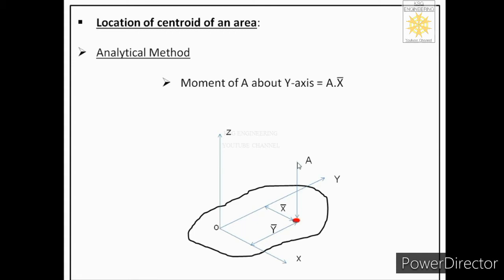So if I have to take moment of area about the y-axis, it is equal to area into the distance of that area from the y-axis, that is labeled over here as x bar. So moment of area about the y-axis will be A multiplied by its distance from the y-axis, that is x bar. Similarly, moment of area about the x-axis is equal to area multiplied by its distance from the x-axis, that is labeled here as y bar.